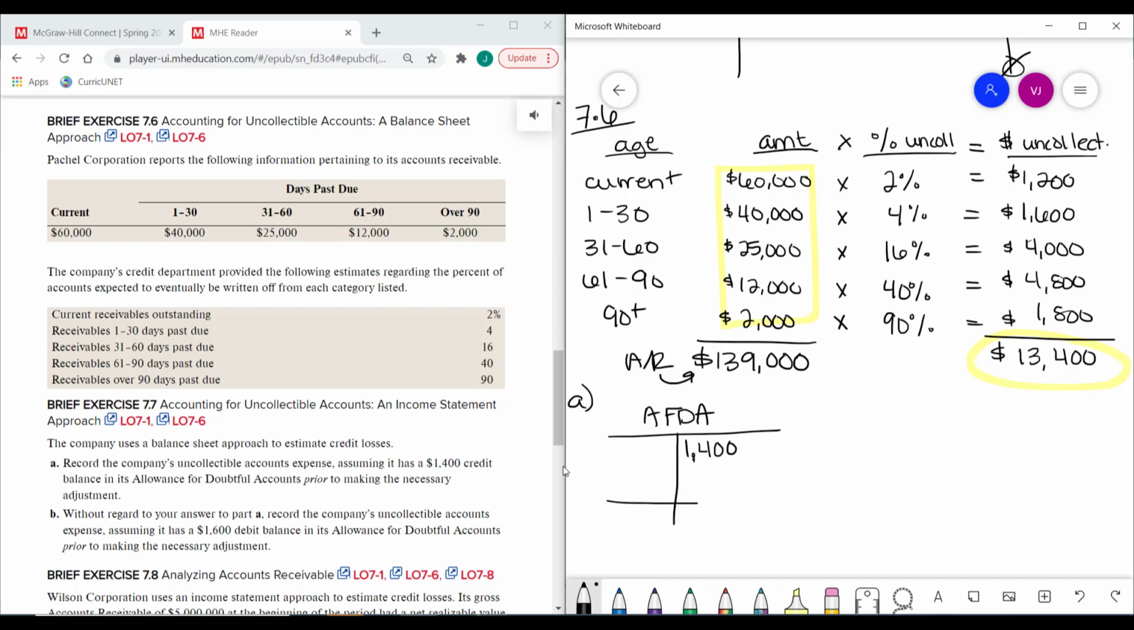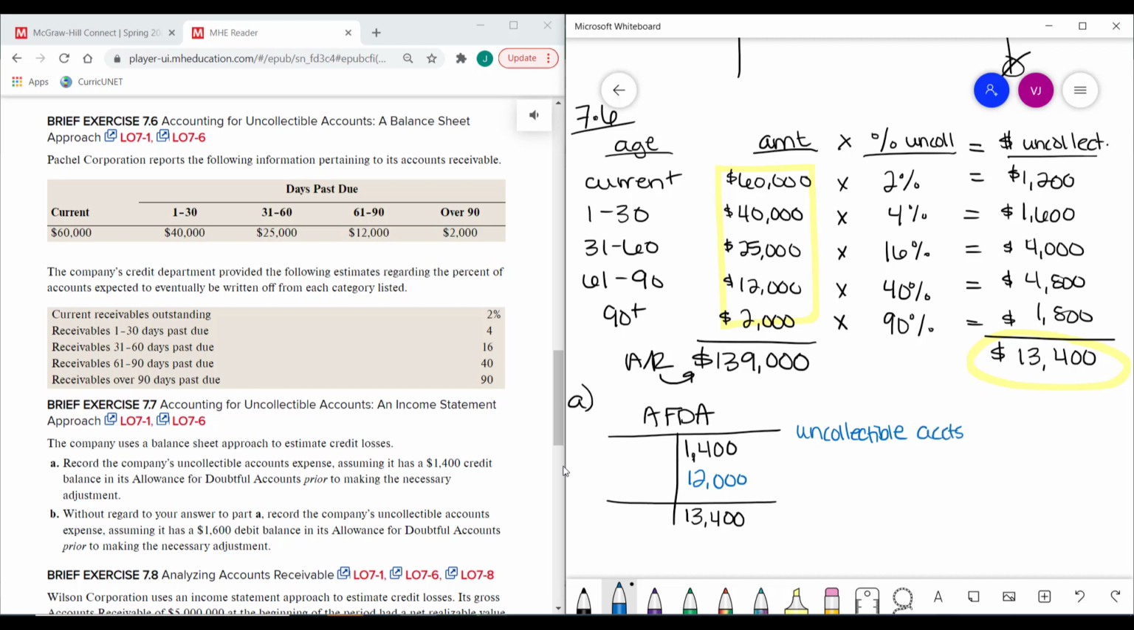But based on this year's estimations, we need this balance to be $13,400. So we want to top it up to $13,400, so to speak. So what do we need to credit this account for to get it to $13,400? We need to credit this account for $12,000. Well, if I'm going to credit that account for $12,000, what am I debiting? Well, that debit would be the uncollectible accounts expense that I need to record applicable to this year.